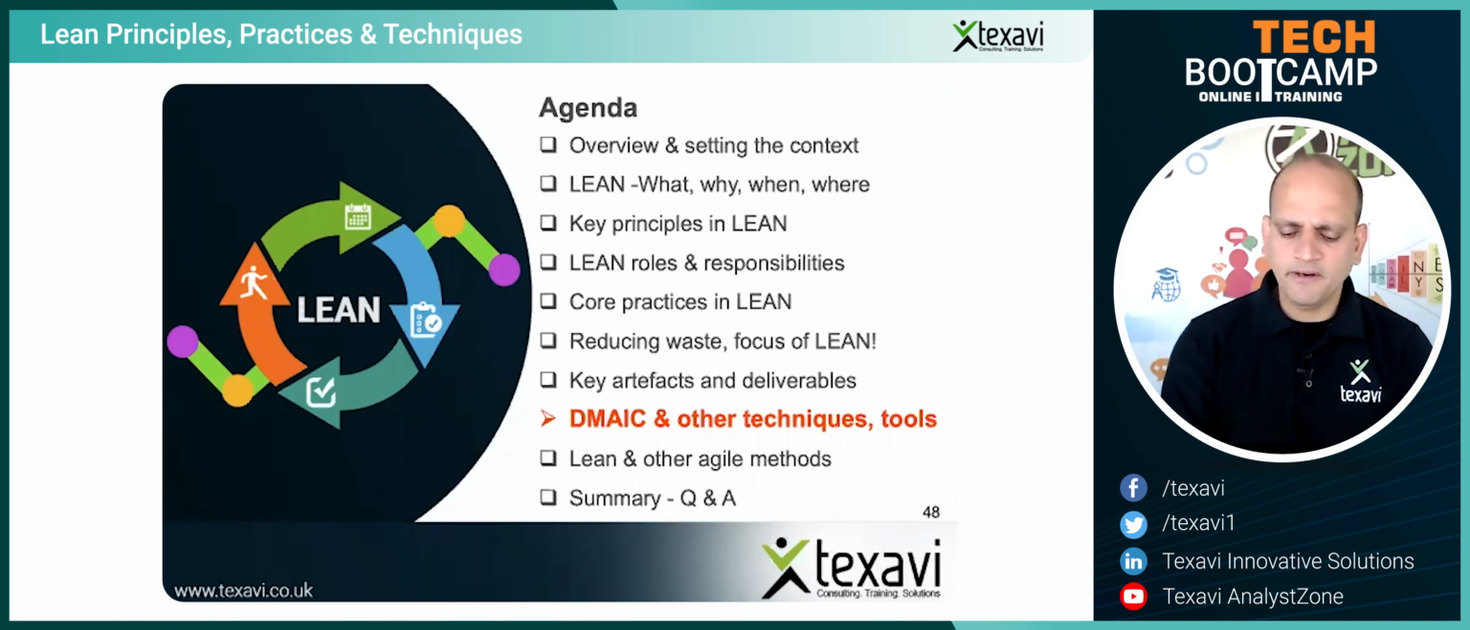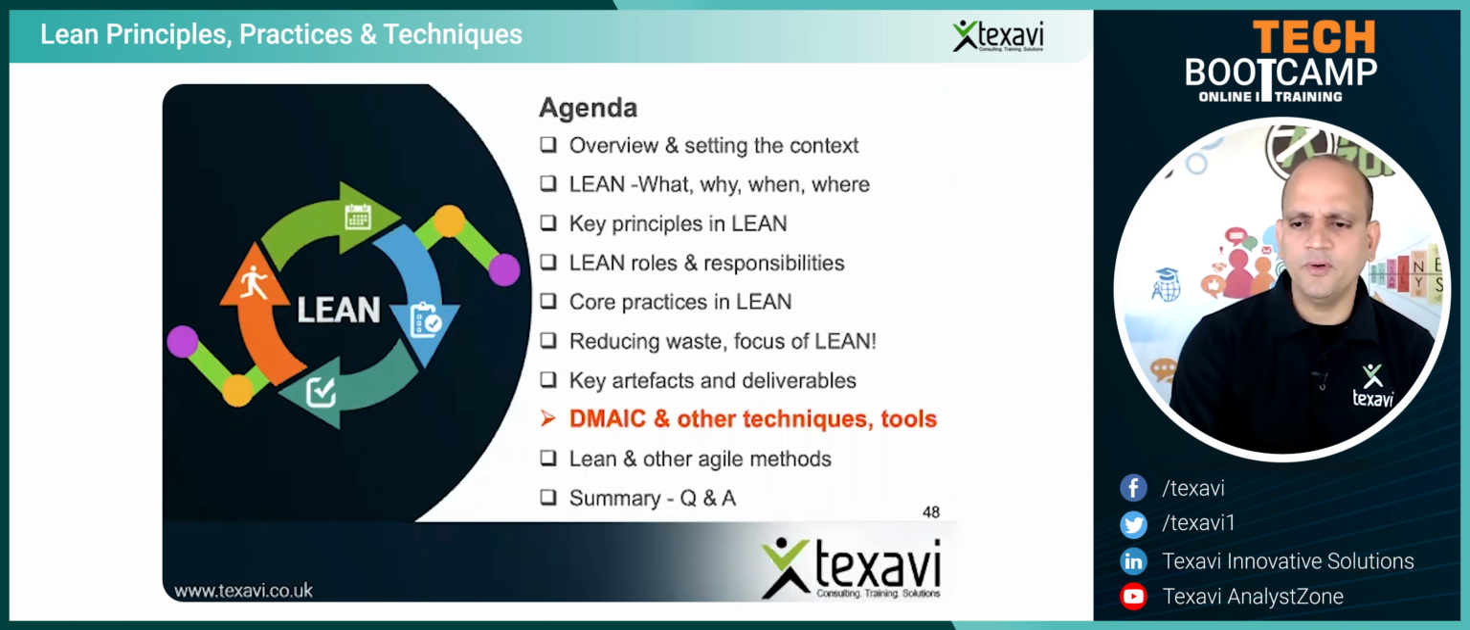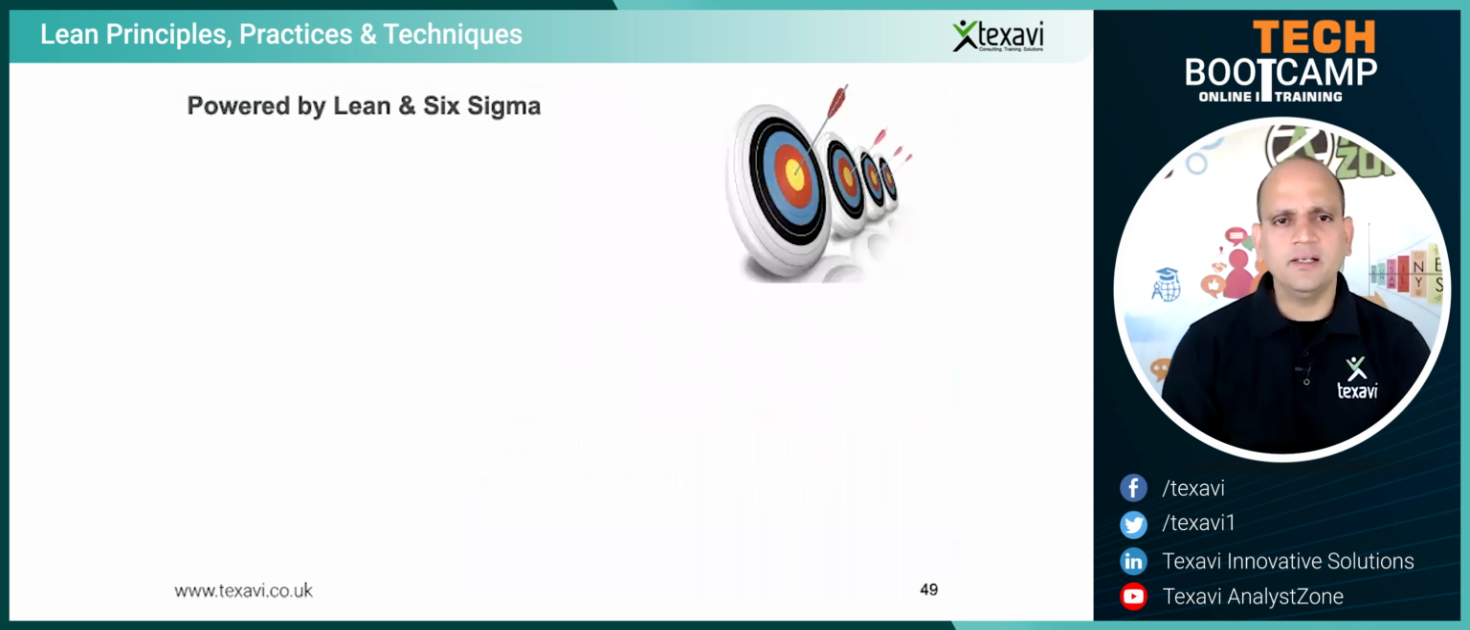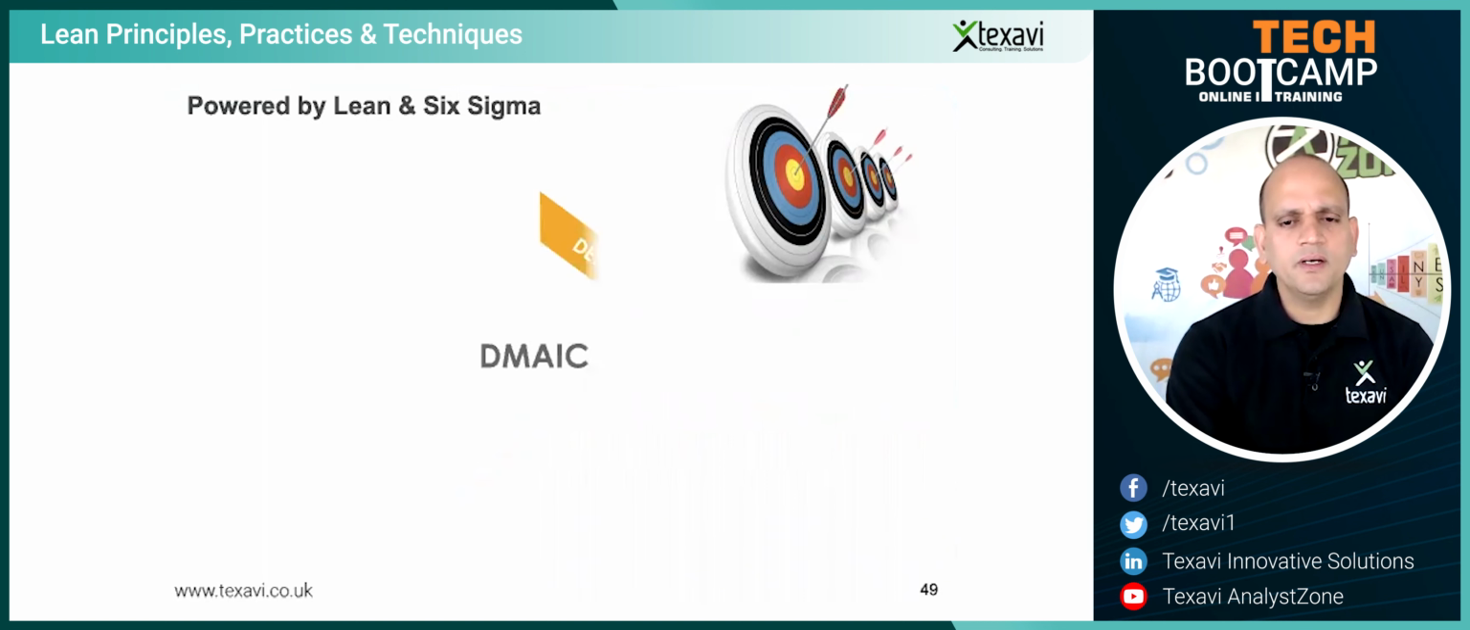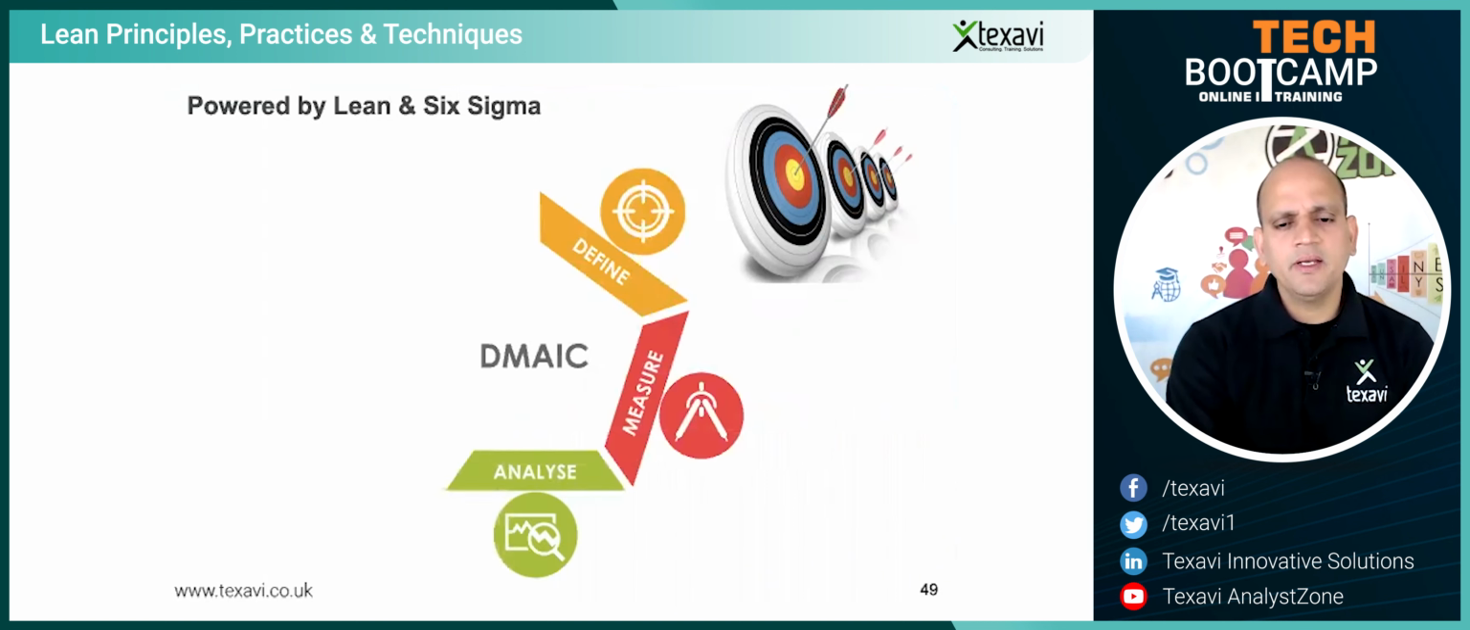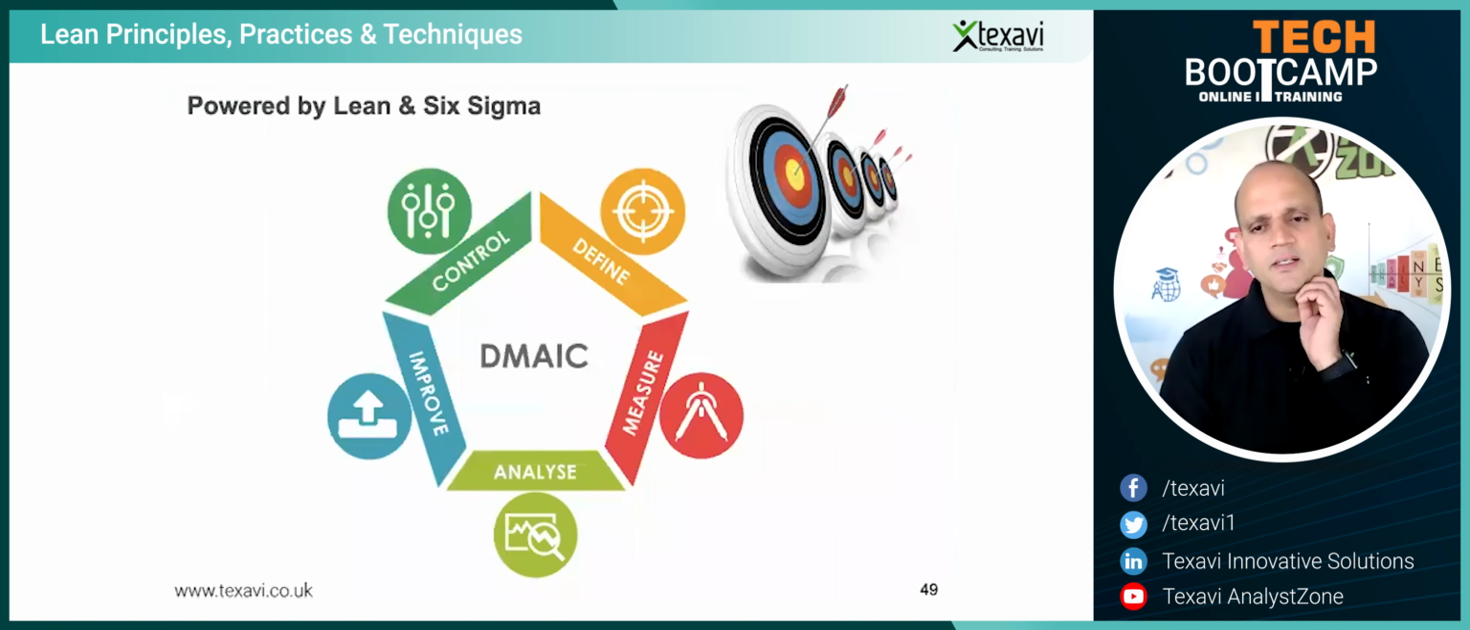DMAIC is a very, very powerful Lean and Six Sigma tool and technique that we can really use practically. Quickly, I'll try and give you a gist of what it is and how it can be used. DMAIC stands for define, measure, analyze, improve, and then control.